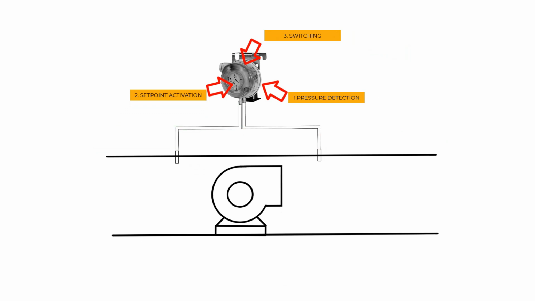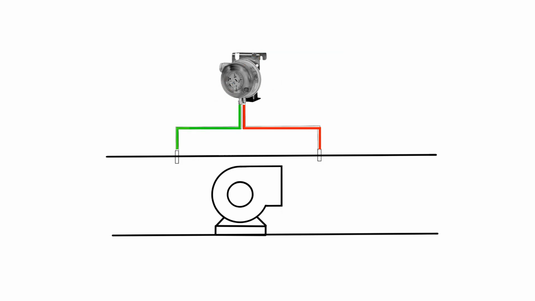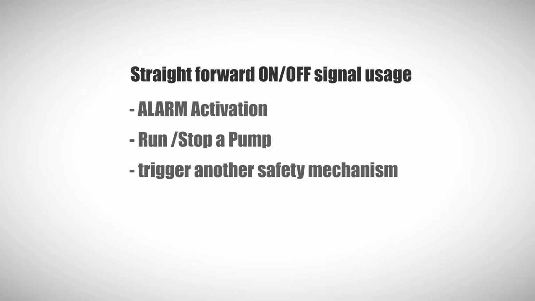This simple yet effective process transforms continuous air pressure into a straightforward on-off signal, allowing the system to make instant decisions, whether to activate an alarm, shut down a pump, or trigger another safety mechanism.